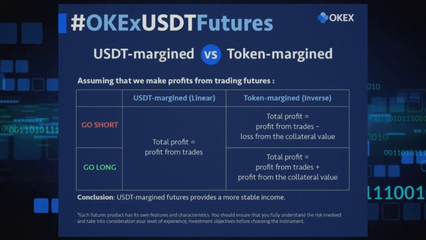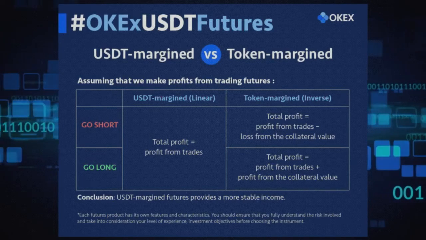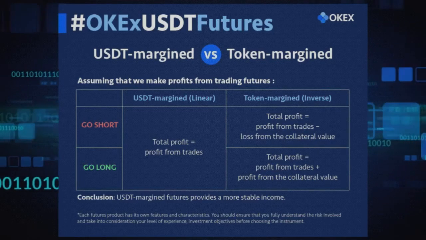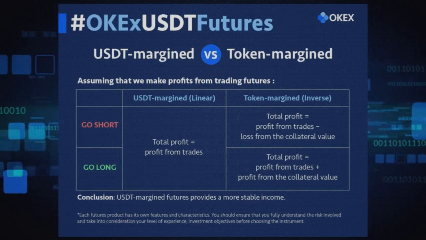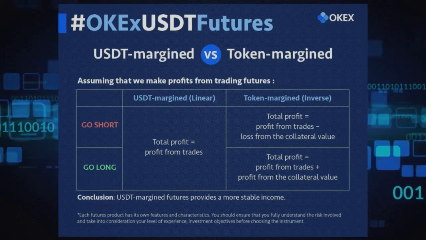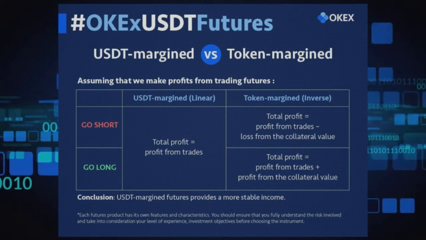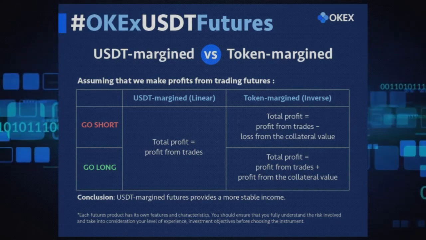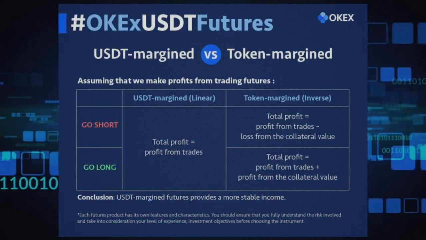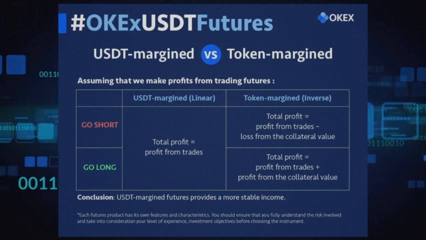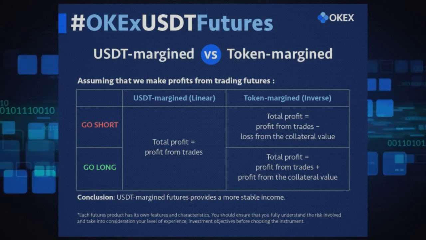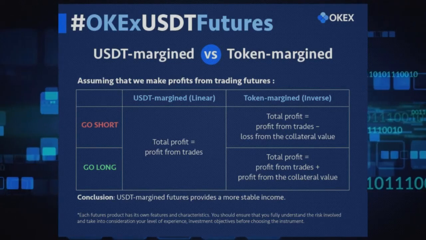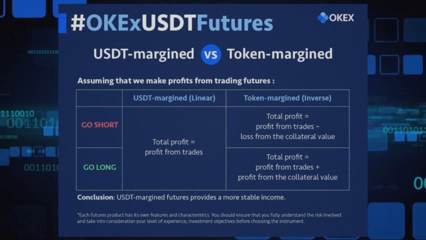Now comparing the two, USDT margin versus token margined, the USDT margined is linear. Total profits equal profit from the trades, whether you go long or short. Now when comparing short to long with token margined, it does get a little tricky. Total profit equals profit from trades minus loss from collateral value, and when it comes to going long, total profit equals profit from trades plus profit from collateral value. And the conclusion we get from this chart is that USDT margin futures provide a more stable income.